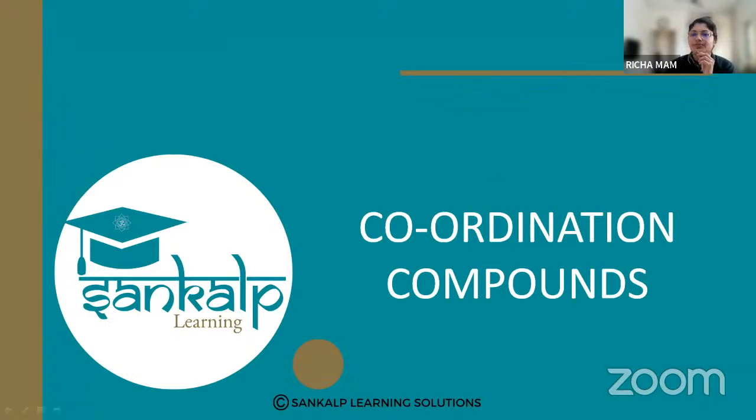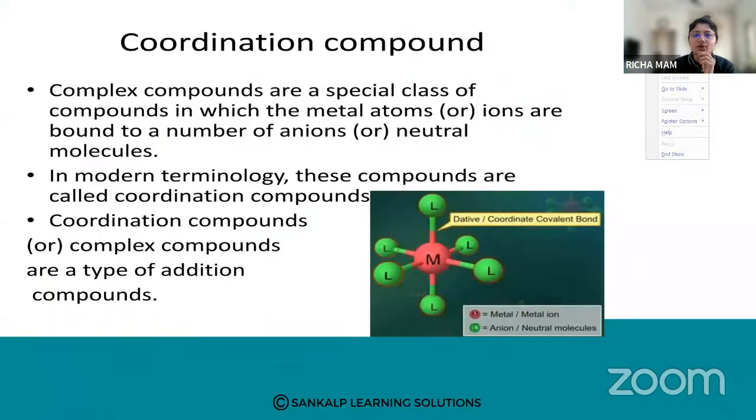So what are these coordination compounds? These are a special class of compounds. You have heard about ionic compounds and covalent compounds, and how they are formed, so all these things you know. Similarly, these are a special class of compounds in which the metals, or the metal ions, are bonded to a number of anions or neutral molecules.